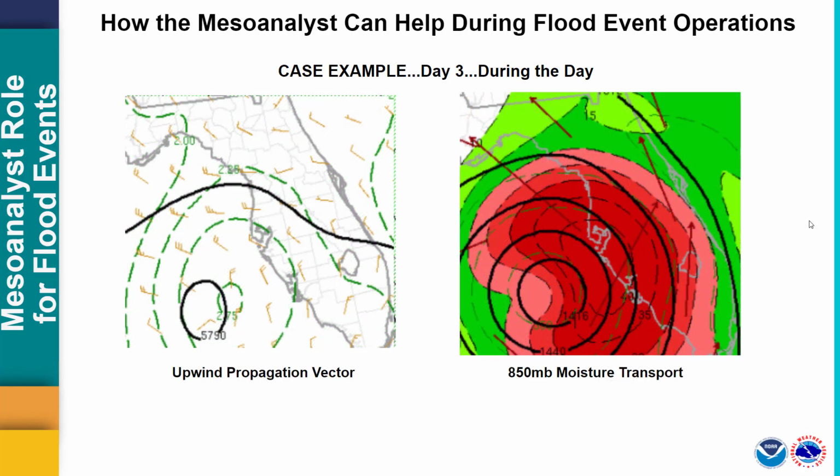As we look at the upwind propagation vector, here again the cloud layer mean wind is more south to north, and you see it opposite in direction here on the propagation vector, suggesting the potential for training bands of heavy precipitation. Notice on the 850 millibar moisture transport, a different result than day 2, with a bullseye of very high values, again over the far western part of the peninsula around the Tampa area.